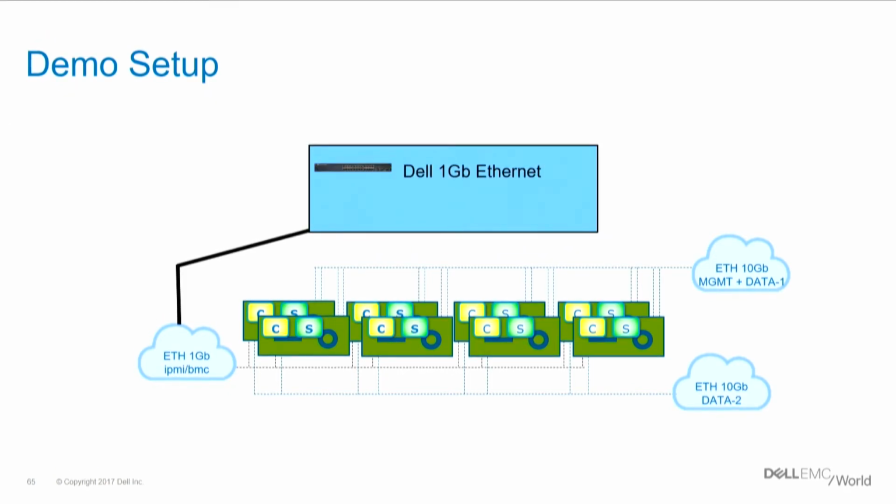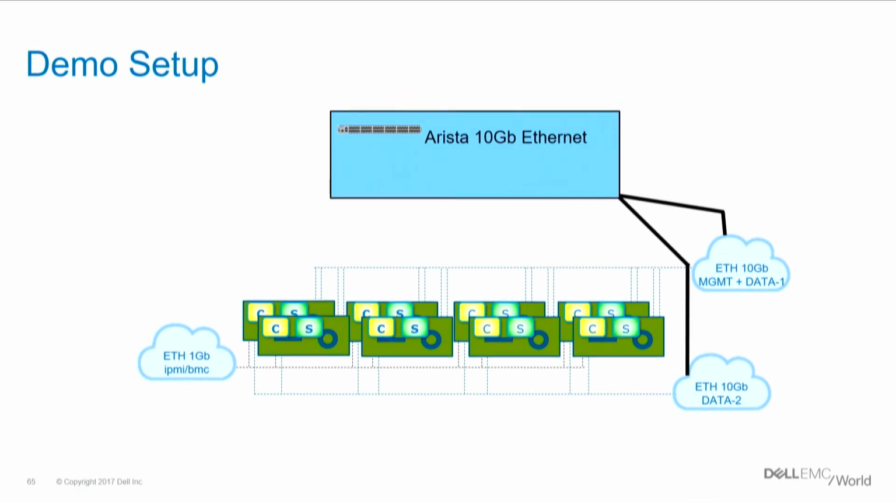From a networking perspective, I've got a 1 gig Dell switch that we're using for the iDRAC connectivity. And then I've got a pair of Arista switches, and I basically have two physical 10 gig links per server that we're using to drive our storage traffic.